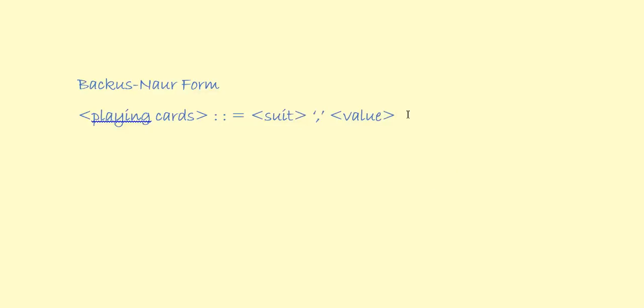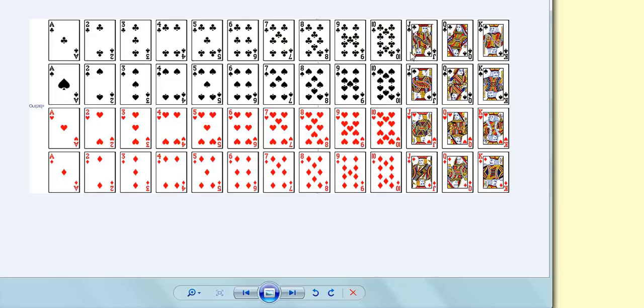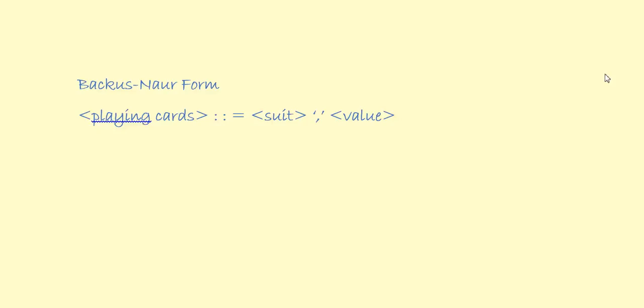But we can take that further. So let's consider this. Let's have a look at our images of playing cards. We know that a suit has a colour and it has a symbol. So a diamond is defined by red and a diamond shape. A heart is defined by red and a heart shape, spades, clubs, and so on. So let's have a think about how we're going to define suit.